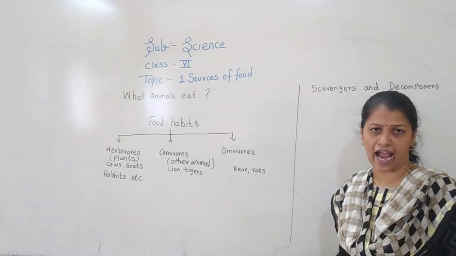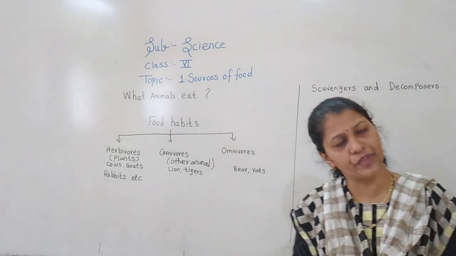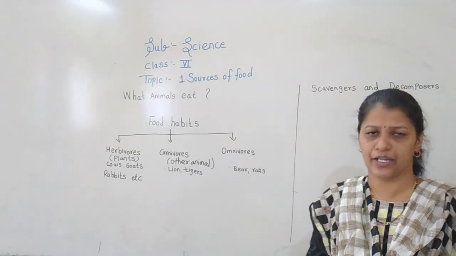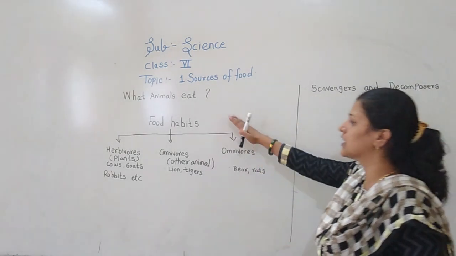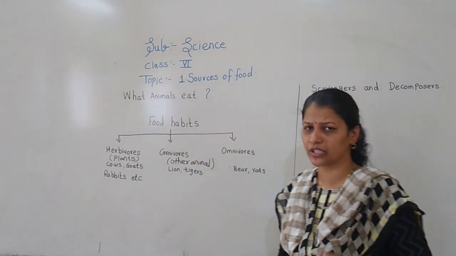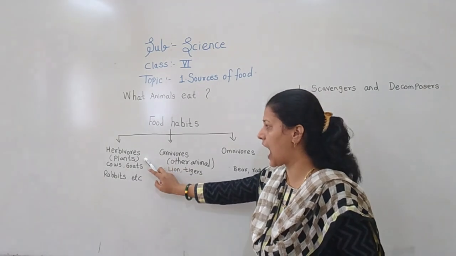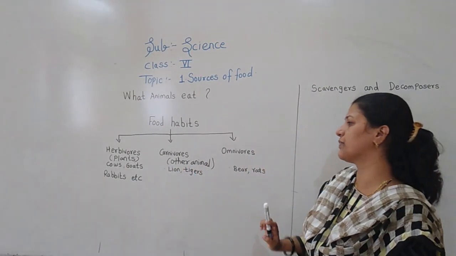Deer, rat, even human beings come under the omnivorous animals. Are you getting this? So according to the food habit, the animals are classified mainly into three types, that is herbivorous, carnivorous and omnivorous.